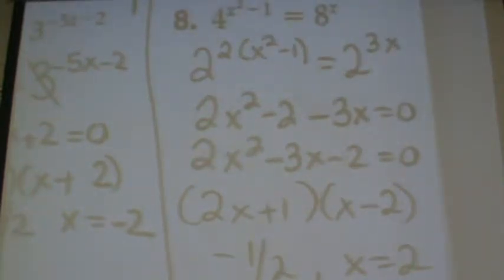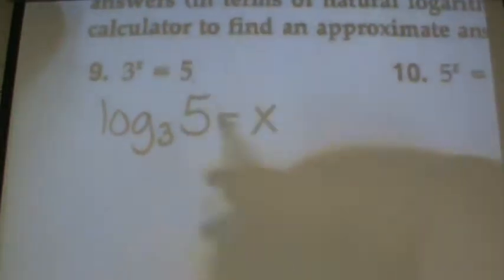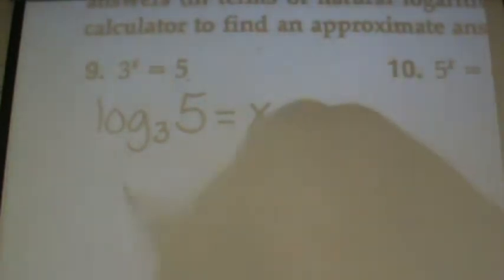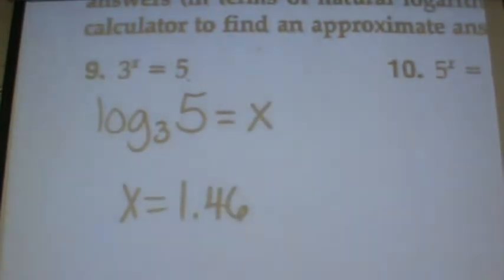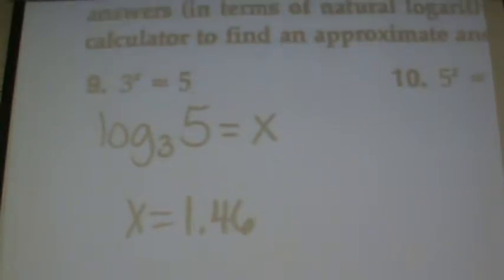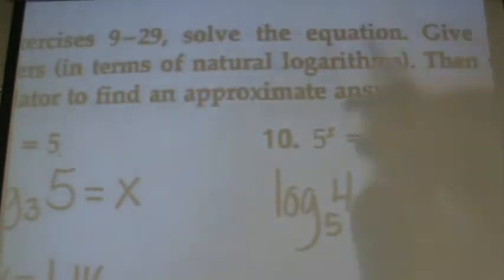Okay, so far, was that hard? No? Okay, flip over. Okay, 9 and 10 are easy. Translate them. Log 5 base 3. Log of 5 base 3 equals x, so type that in your calculator, just the way it is. 1.46. I got 1.46 also. Okay, how do you do 10? Log 4 base 5. And what do you get? 0.86.